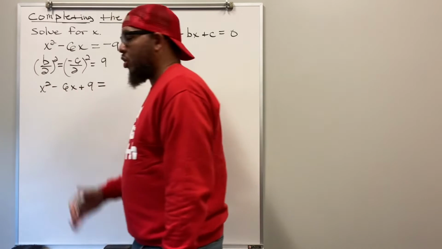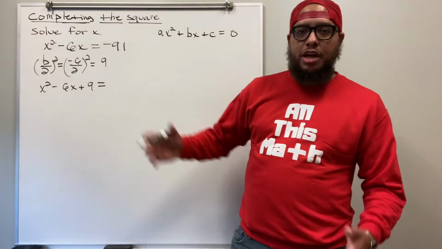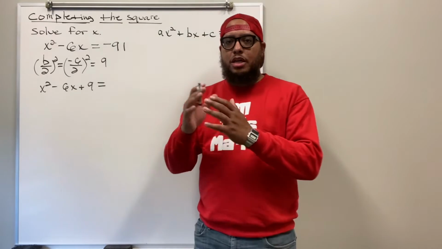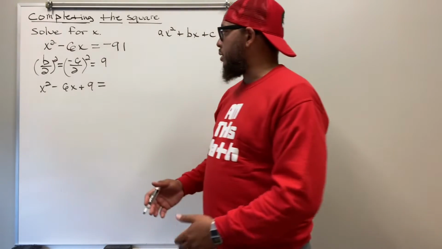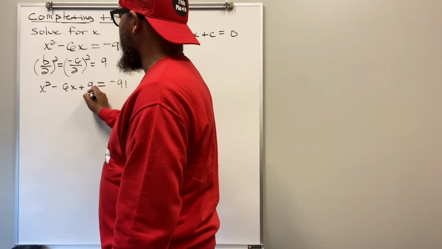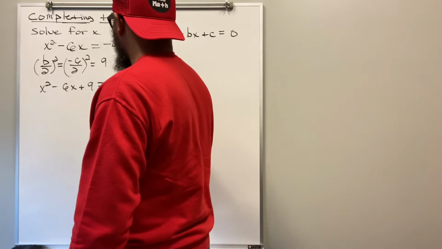All right, so now I have x squared minus 6x plus 9. And because this is an equation, I can't just add 9 on the left-hand side and not add 9 on the right. That's not cool. We have to keep everything balanced. We have negative 91 on the right. So if I add 9 on the left side, I have to add 9 on the right side, right?